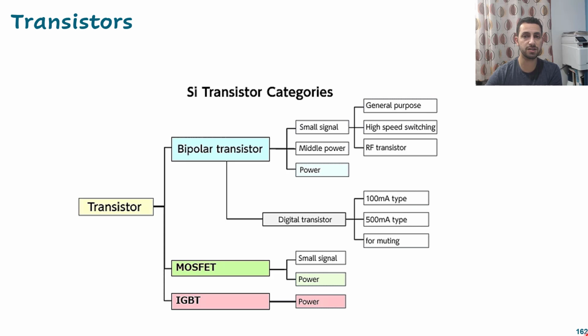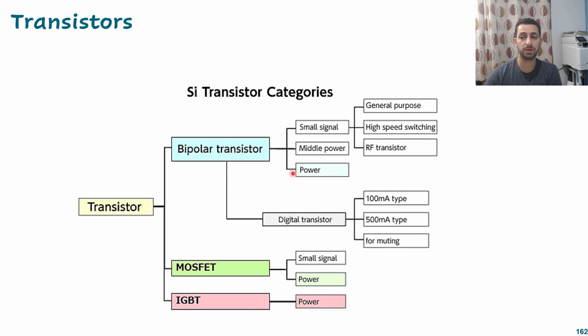So the transistors in general are classified as bipolar transistors, MOSFET, and IGBT. And I think you know these classifications from electronics modules before. The bipolar transistors are classified as small signal transistors used for general purposes, high speed switching, and communication applications and circuits.